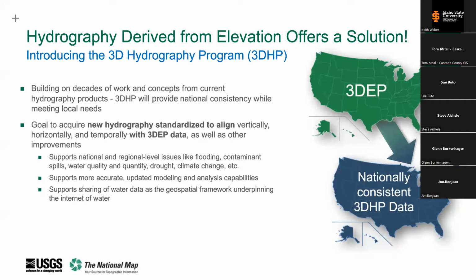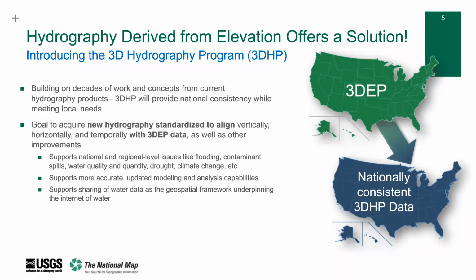Next slide. And so hydrography derived from that highly accurate elevation data offers us a solution, and that is where we're headed with the 3D hydrography program. So the goal of the 3DHP is to acquire new hydrography that is standardized to align with our 3DEP data that will support national down to local level applications and analyses, and also support sharing water data as the geospatial framework that underpins the Internet of Water.